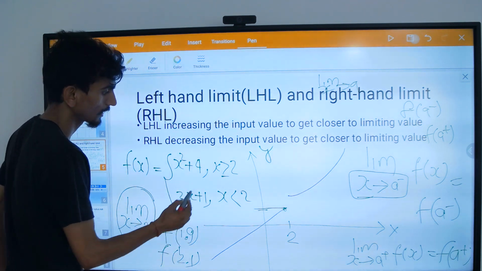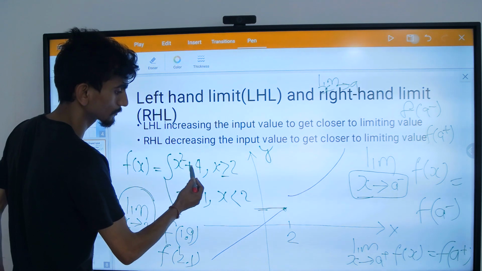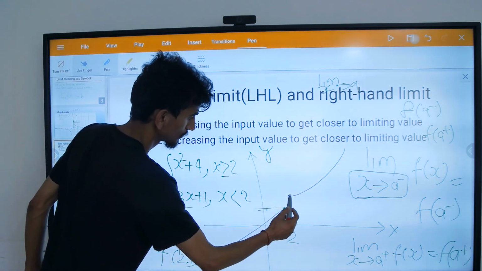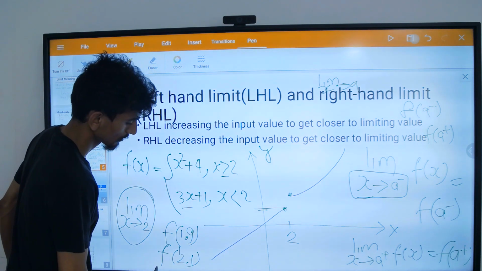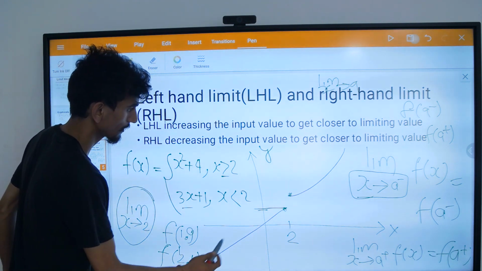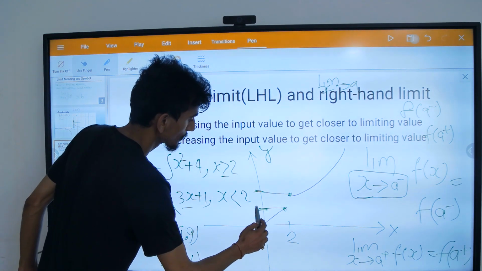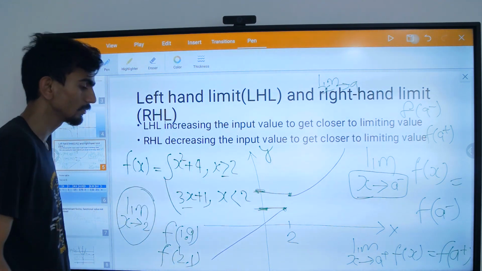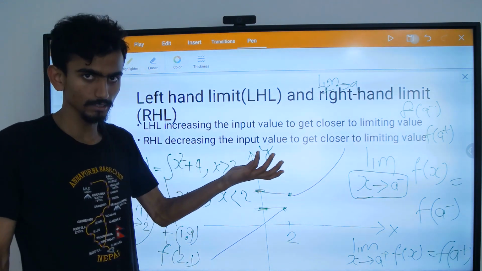2.1 is a little more than 2. So we need to use the function x squared plus 4. In that case, when x is 2.1, f(x) will be equal to this value.